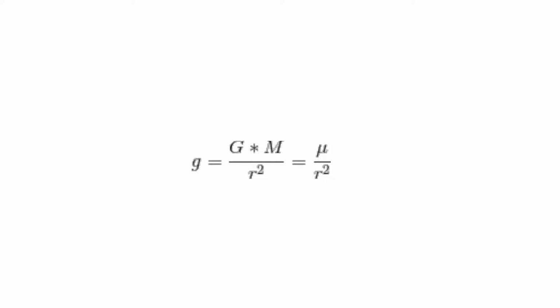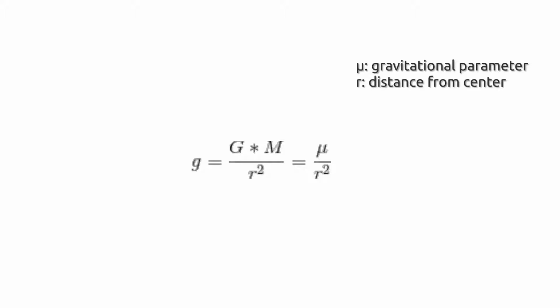The most important equation is this one, Newton's law of universal gravitation. This tells us what our acceleration is at any position due to the pull of gravity. In this equation, mu is called the gravitational parameter. It's a combination of both the mass of the planet and a magic number called the gravitational constant. R is just the distance from the center of the planet. That's all we need.